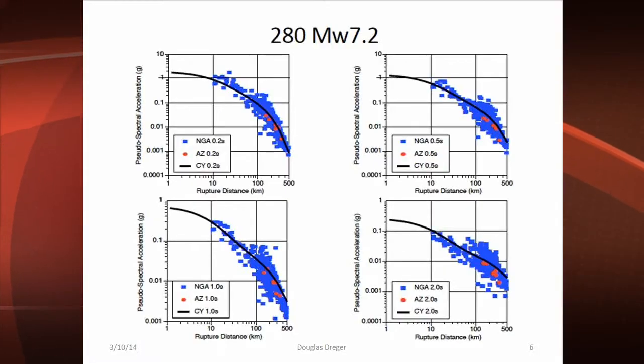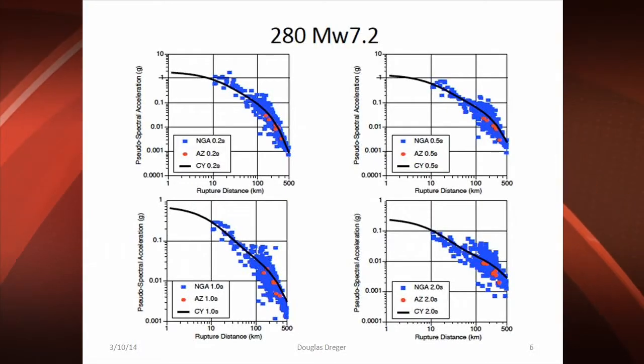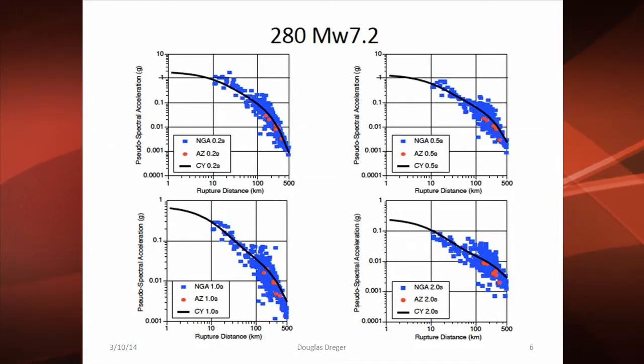Some of the same slides that Norm showed, I'd just reiterate the point that the comparisons of the Arizona data with the NGA West 2 data as well as the GMPEs are consistent, and so it does not appear that there's a need for a regional Q adjustment as proposed by Watson-Lamprey.